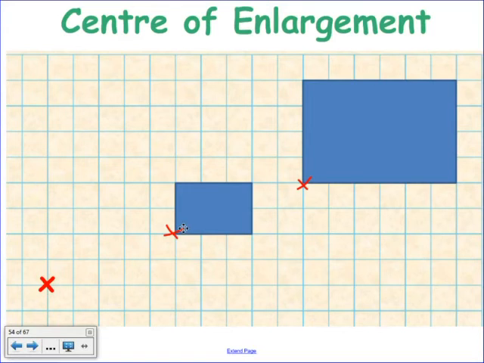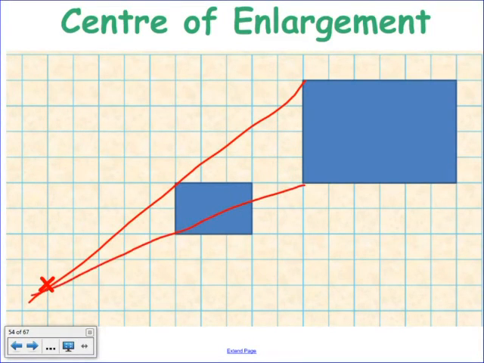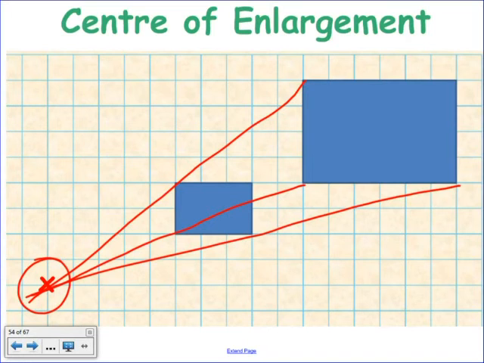Okay? Conversely, they could give you the enlargement and the original and ask you for a centre of enlargement. And that's quite straightforward. All you need to do is connect the corners in a straight line and extend the line. So you connect this corner to this corner and carry on going. You connect this corner to its equivalent corner and carry on going. And you can do it with a third one, just to be on the safe side, to show you that's how you find a centre of enlargement.